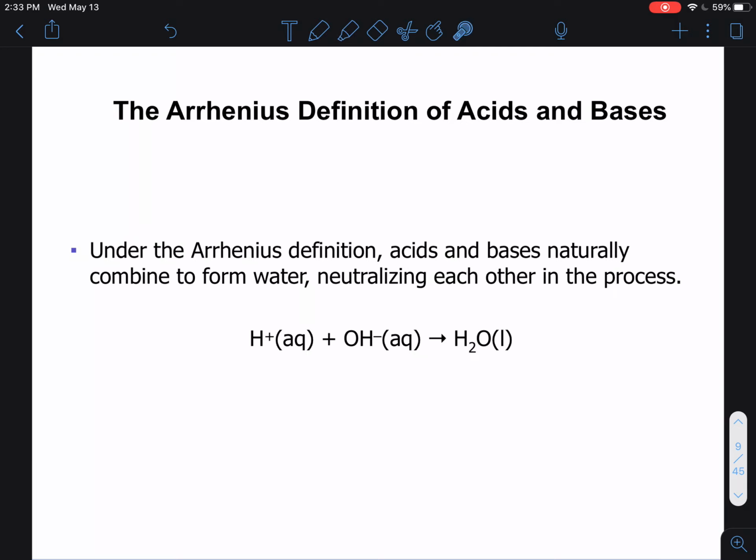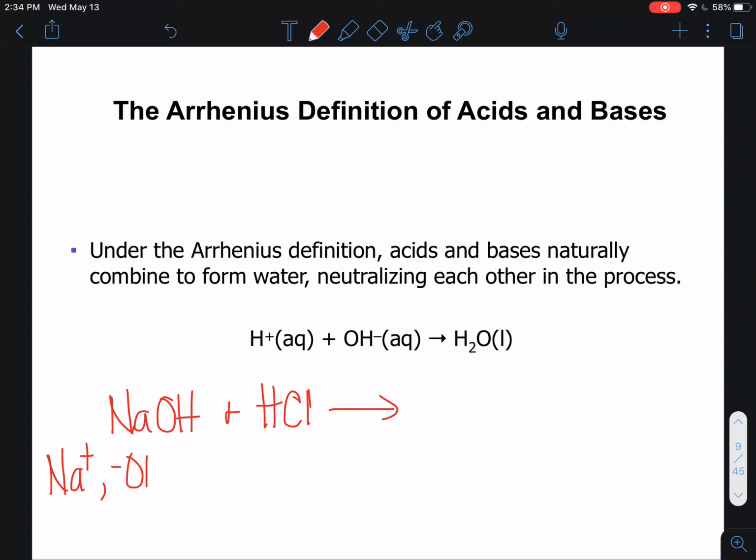This is also review under the Arrhenius definition of acids and bases. They naturally combine to form water. This is a neutralization reaction. So we have something like sodium hydroxide plus hydrochloric acid. Remember, sodium is a plus 1 cation, hydroxide is a minus 1 anion. Then we have our H plus and Cl minus.